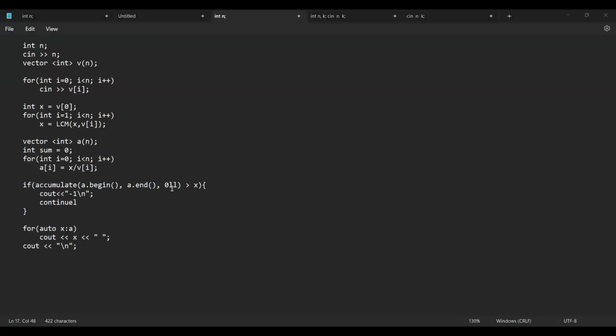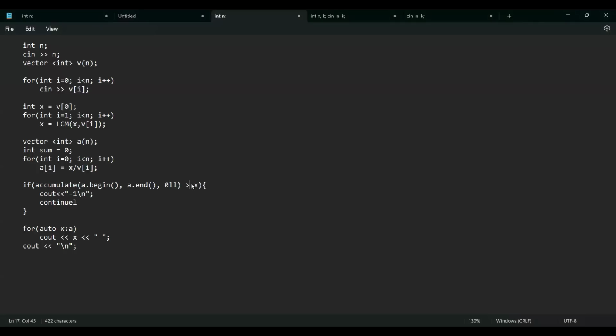And this should be equal to. Is it clear? Yes, no? Okay.